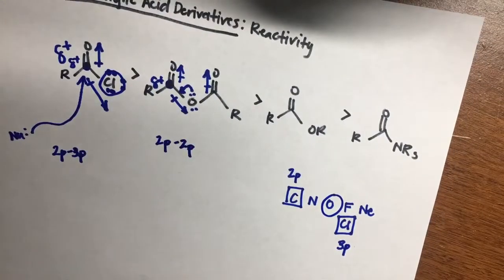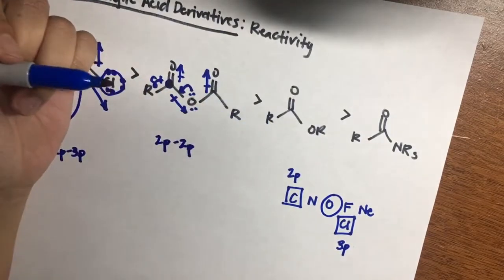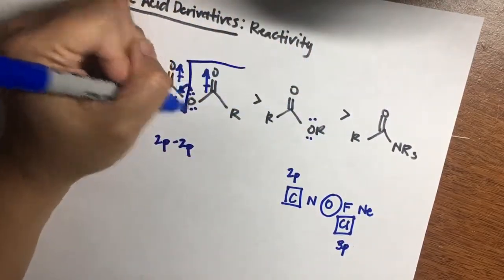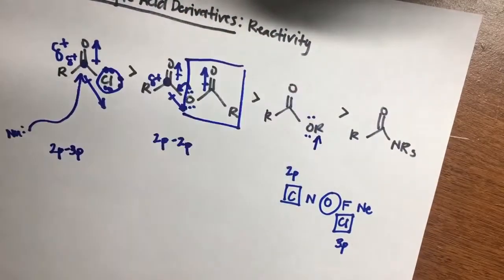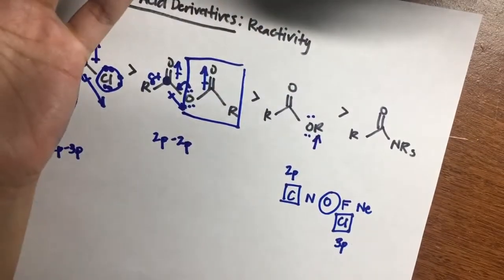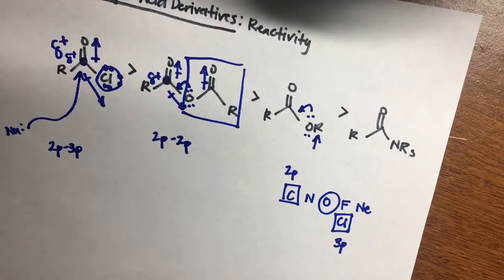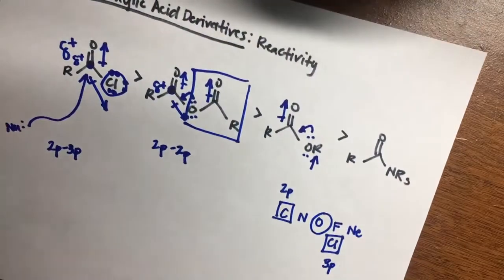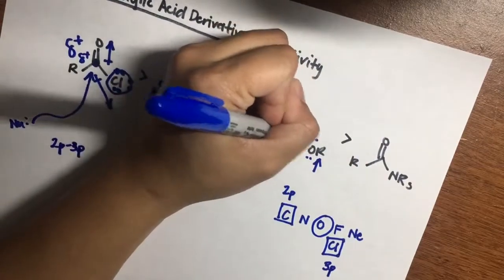orbital interaction. Now, anhydrides are more reactive than esters because you have this group right here that's further pulling away electron density, whereas with esters, you only have a carbon bonded to that oxygen. Again, you have the lone pairs that are donating electrons, and this electronegative oxygen pulling away electron density, making this partial positive.